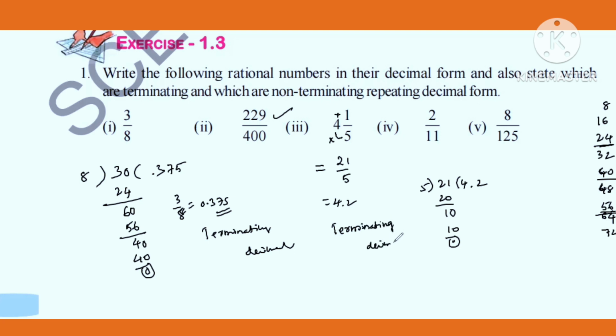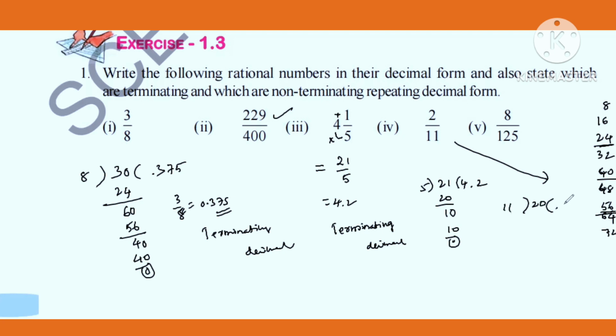Terminating decimal. That's it. Okay. So if you divide 2 with 11, absolutely we get a non-terminating recurring decimal. Sorry, 2 with 11.